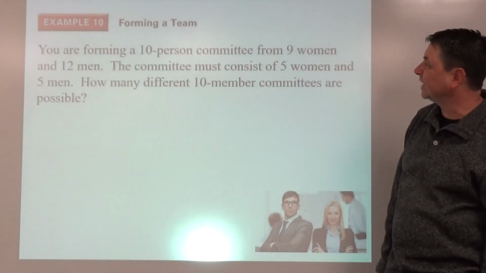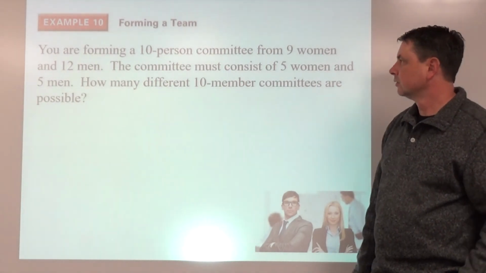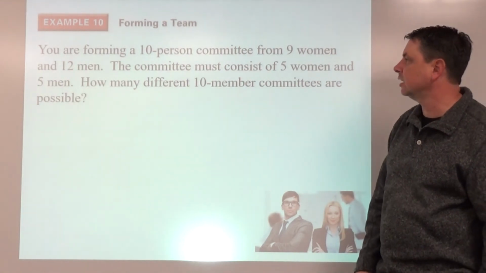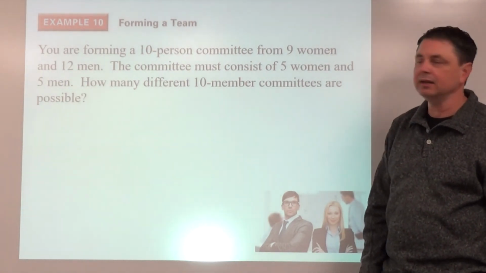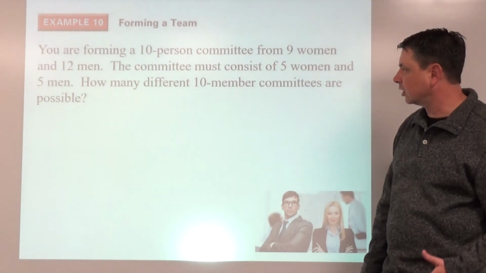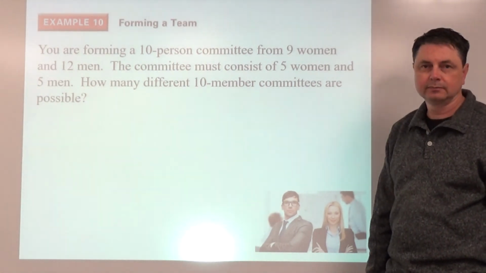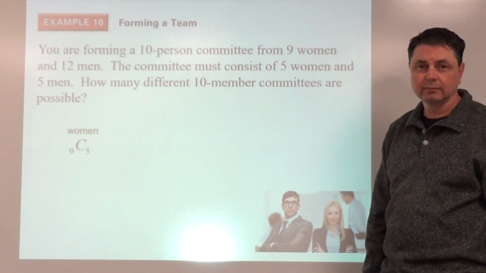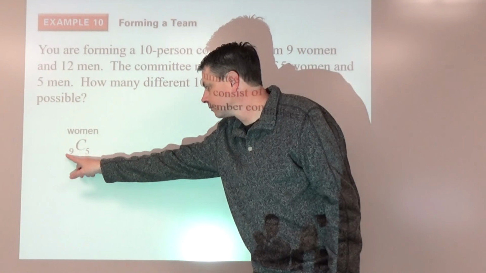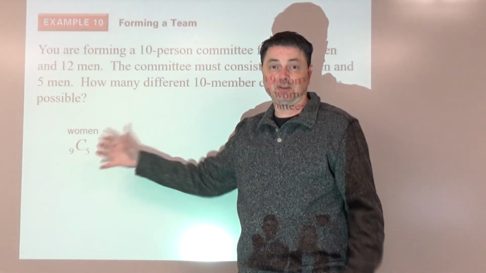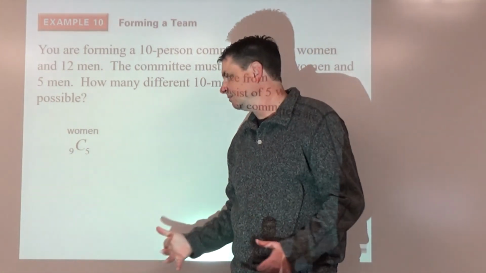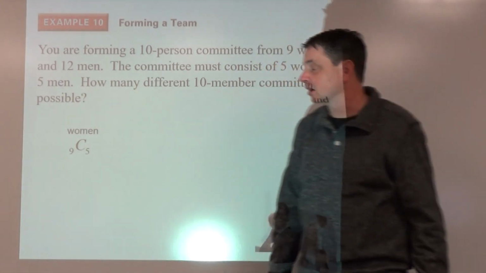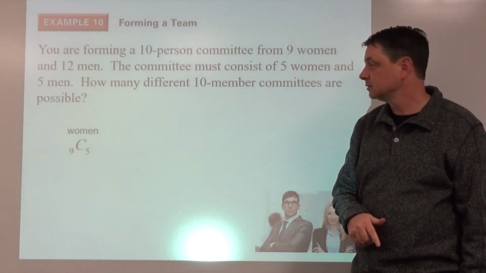Example number 10, you're forming a 10-person committee. 9 women and 12 men applied. The committee has to consist of 5 women and 5 men. How many different ways are there to form that committee? You've got to choose the women. Of the 9 women, you're going to choose 5 of them. And if you're one of those women being considered, it doesn't matter if you get chosen for the 3rd spot or the 4th spot or whatever. So order doesn't matter. And we've got to do the men.